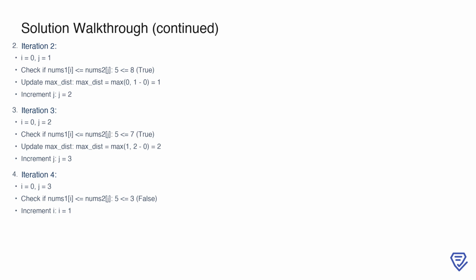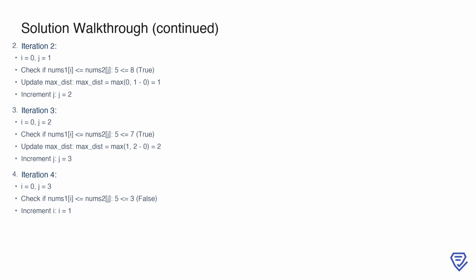In the third iteration, i remains at 0 and j is now 2. We compare nums1[0] and nums2[2], which are 5 and 7. Again, the condition is true because 5 is less than or equal to 7. We calculate max_dist as the maximum of the current max_dist 1 and j-i, which is 2. This updates max_dist to 2. We then increment j to 3.